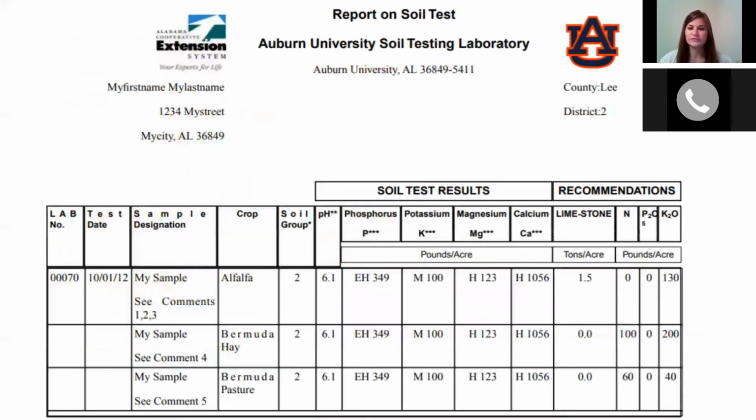So this is an example soil test report that you may receive from the Auburn University Soil Testing Lab. So again, this shows that nutrient recommendations are going to be different for hay versus pasture. Here we have a soil, this is the exact same soil, where we have a soil group 2, pH of 6.1, extremely high phosphorus, medium potassium, and high calcium and magnesium. But you'll notice that for the Bermuda grass hay, we have different recommendations than for the pasture. So for the hay, we're going to recommend more nitrogen and more potassium because more of those nutrients are going to be removed as hay is removed.